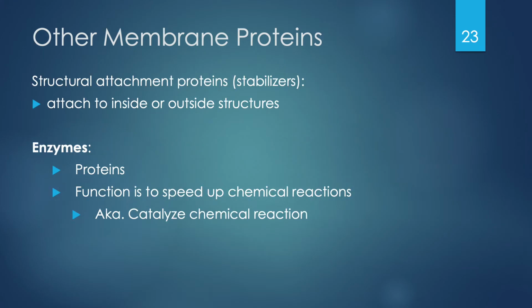Other membrane proteins include structural attachment proteins, and these are effectively stabilizers for the structure of the plasma membrane and the cell. They'll attach to either the inside or the outside structures of the cell. Other membrane proteins can also include enzymes, and these are proteins in some cases, and they will function to speed up, facilitate, or catalyze a chemical reaction.